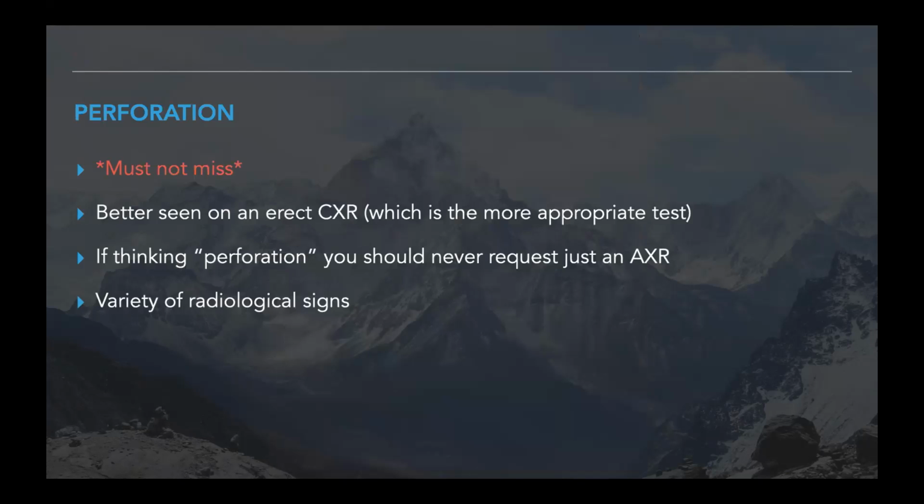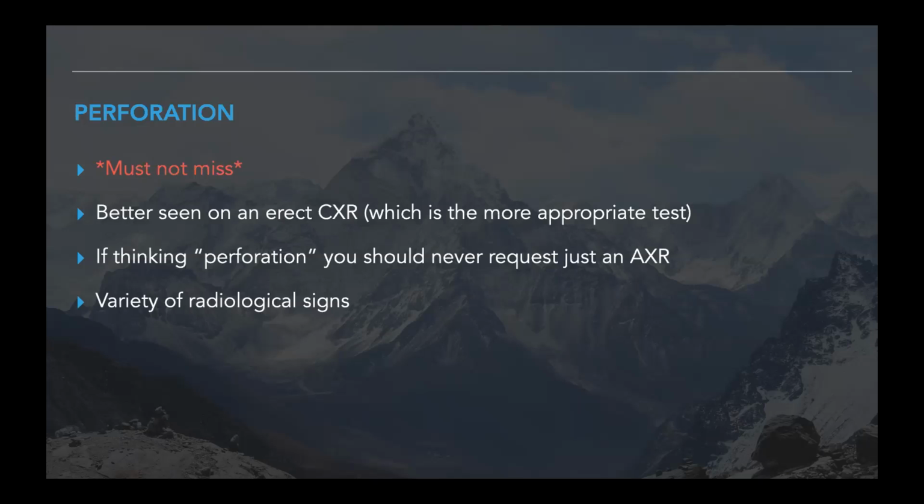So if you see someone in ED or whatever during your future career and you think they may have perforated, you should request an erect chest X-ray. They don't need an abdominal radiograph necessarily as well. But if you're thinking perforation, you should never request just an abdominal film because it's much harder to detect.